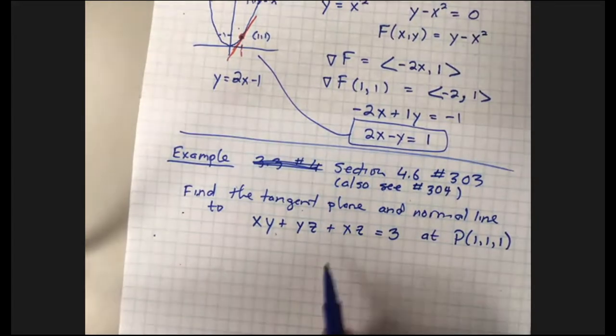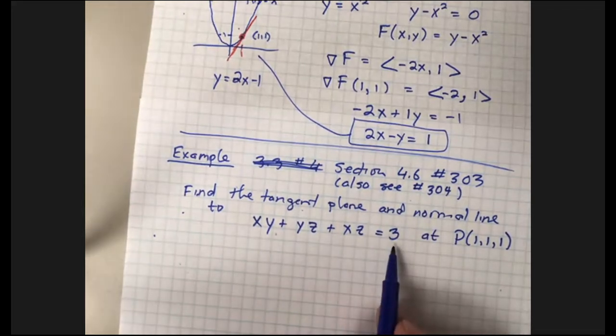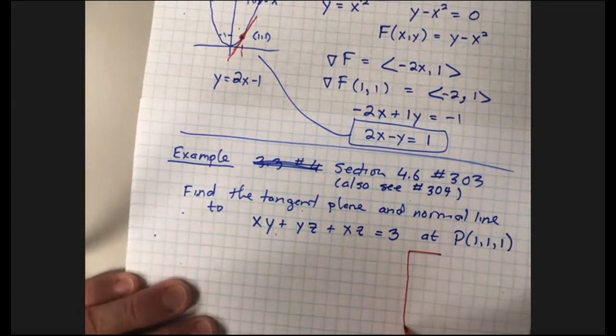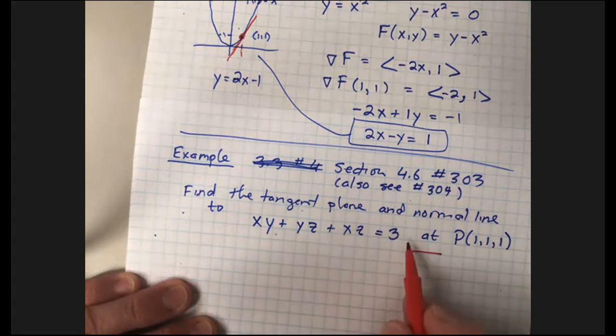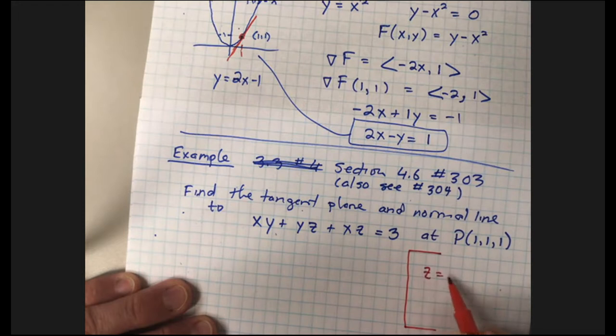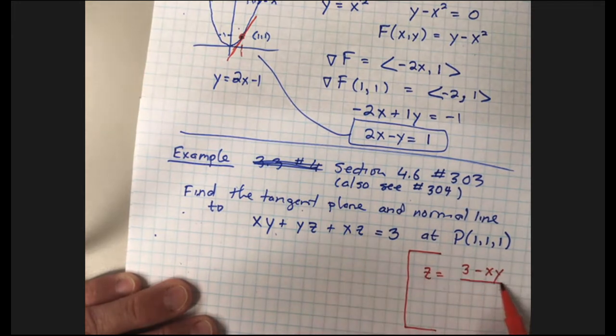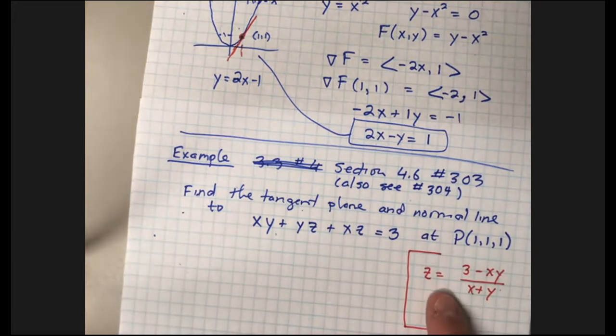Now, first reaction is, I don't know what this looks like. Although I observed that I could solve it for z. Do you see if you solve this for z by subtracting xy, factoring out a z, and then dividing, you would create the equation. Subtract xy, factor out a z, divide by x plus y. So that's interesting. There's an actual formula for this surface. But it still doesn't help me see it.